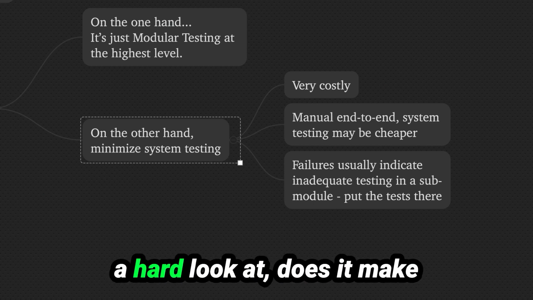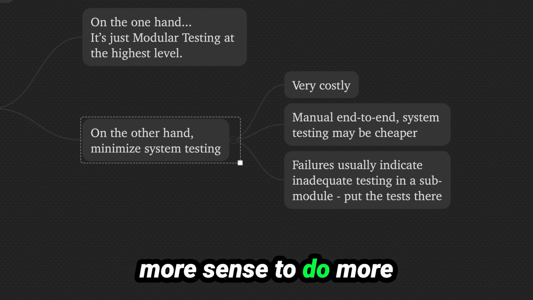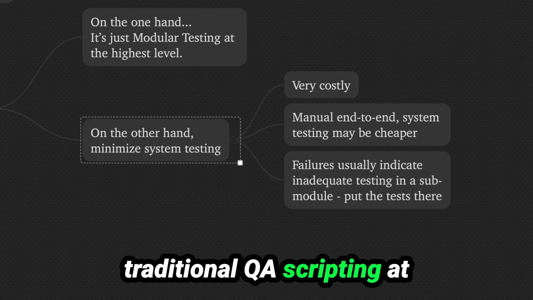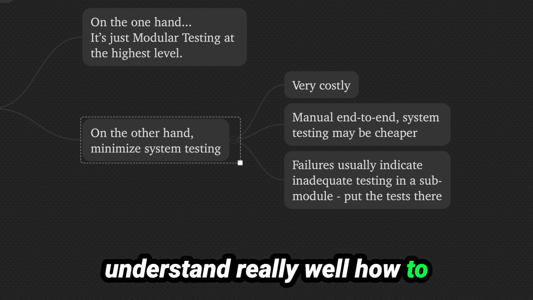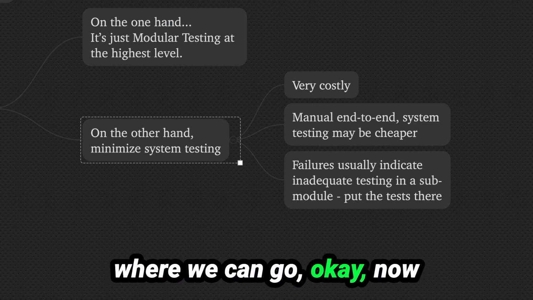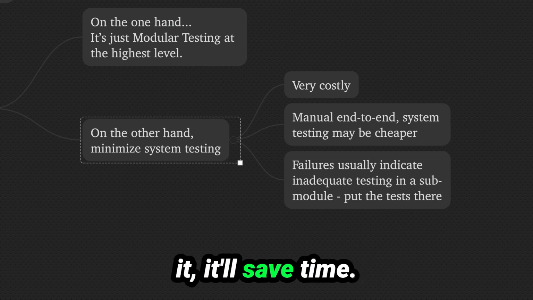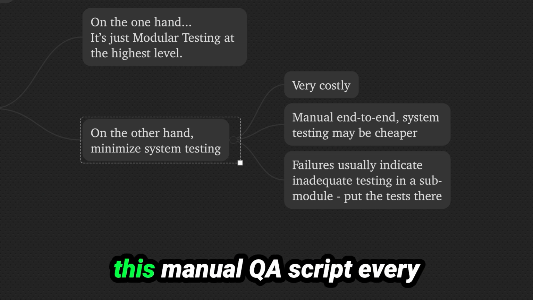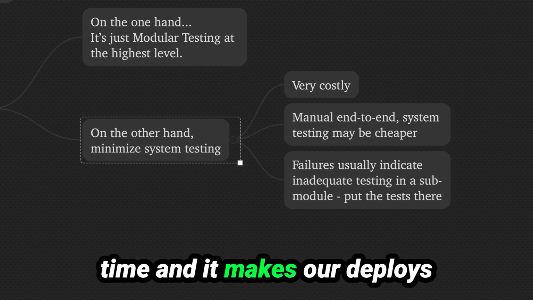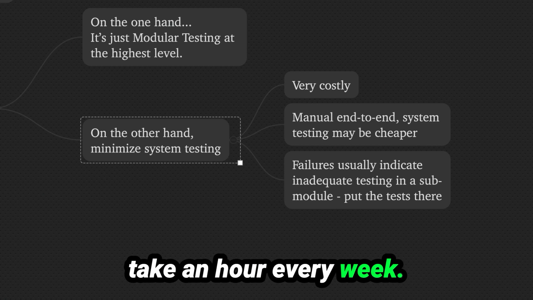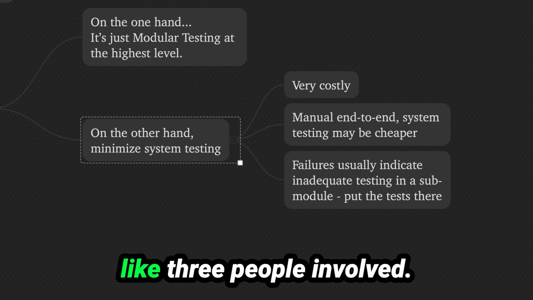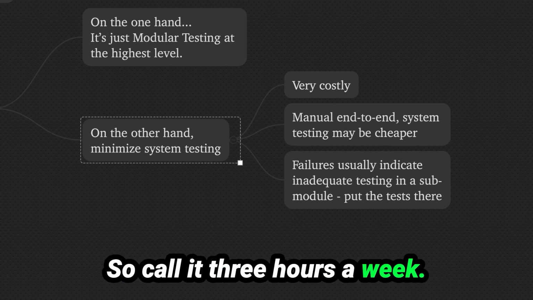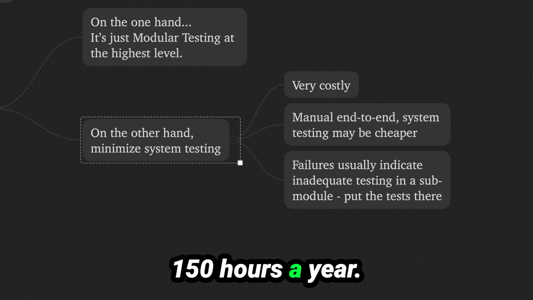And so I think I should take a hard look at whether it makes more sense to do more traditional QA scripting at that level, until we really understand how to run that system to the point where we can go, okay, now I know how to automate it, and if I automate it, it'll save time. It'll save us QA time, because we've been doing this manual QA script every time, and it makes our deploys take an hour every week. And maybe there's even 3 people involved, so call it 3 hours a week. That's still only 150 hours a year.